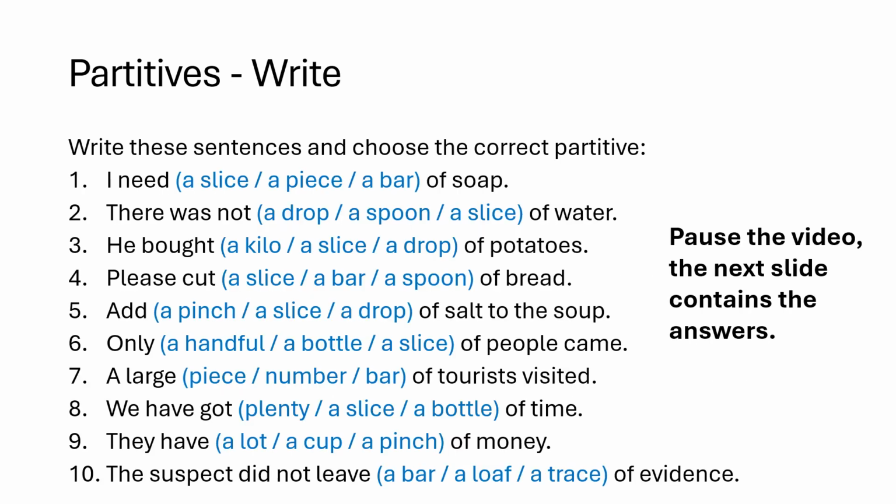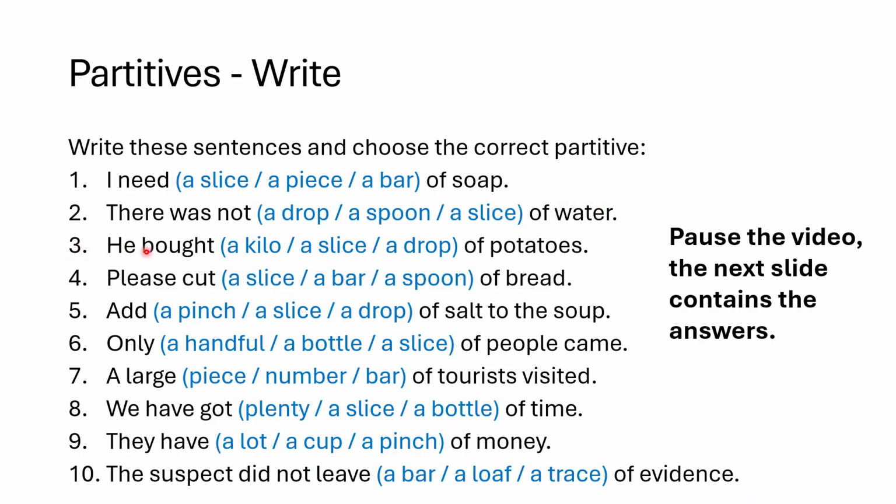Write these sentences and choose the correct partitive. 1. I need a slice of soap. I need a piece of soap. I need a bar of soap. 2. There was not a drop of water. There was not a spoon of water. There was not a slice of water.